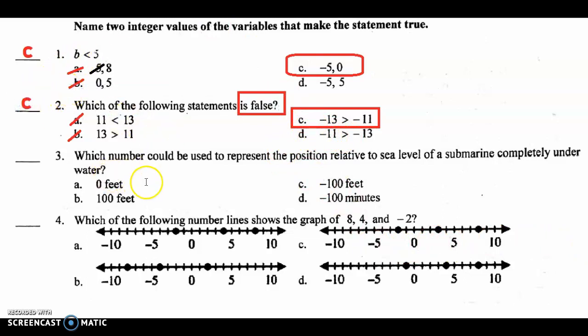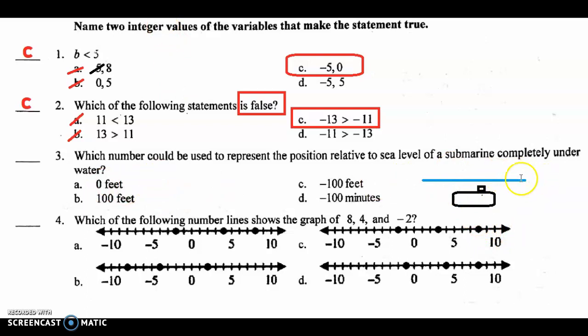Alright. Number 3. Which number could be used to represent the position relative to sea level of a submarine completely underwater? So if we're talking about water, I'm going to go blue here. A submarine would be down here somewhere, right? This is going to be my weird little drawing of a submarine. Look at it. It's going to be black. Alright, that's my submarine.